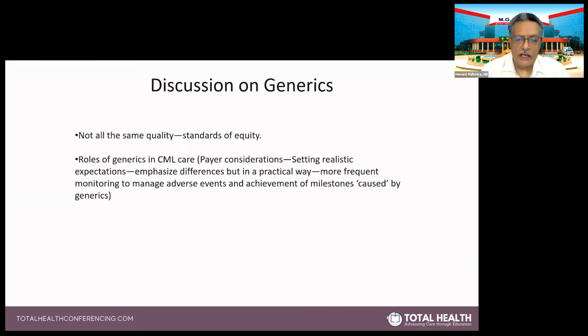My brief today is to discuss something about generics today.